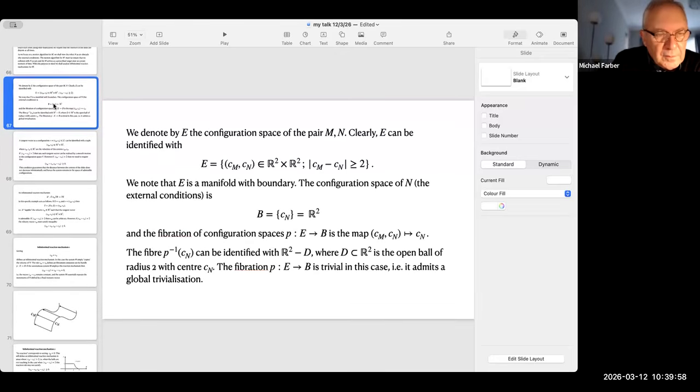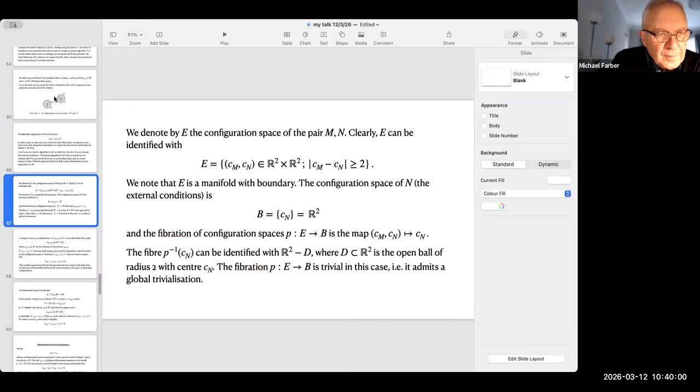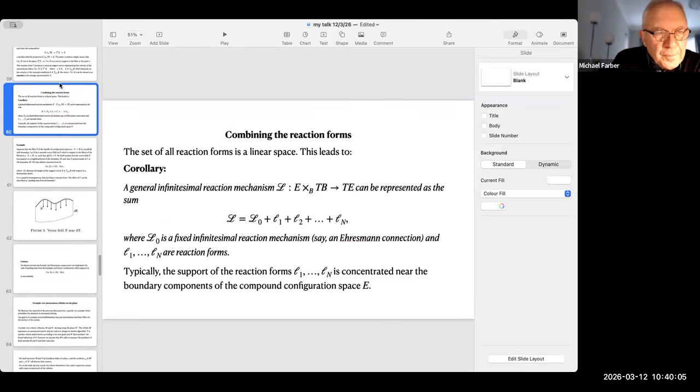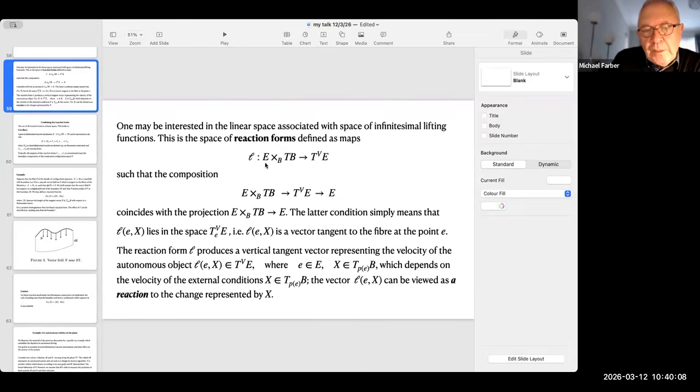Just a moment, I'll find it. Yes, so it is a map. On each fiber, it's a map, but it's parametrized by the base. So it's definitely an infinite dimensional space of reaction forms.